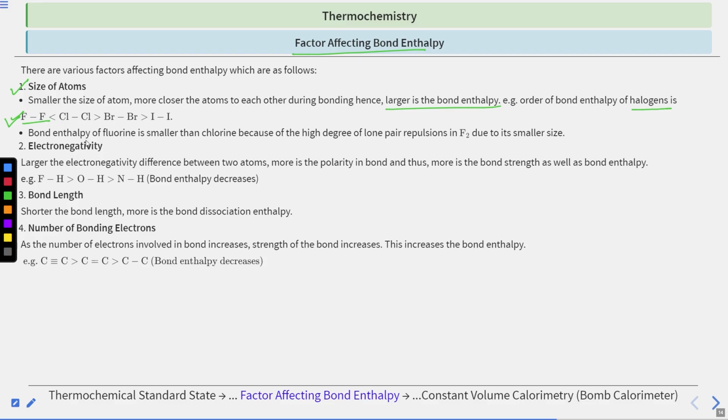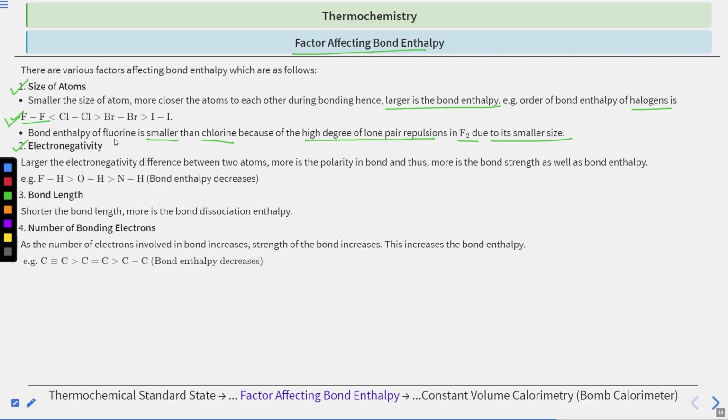Why? The bond enthalpy of fluorine is smaller than chlorine because of a high degree of lone pair repulsion in F2 due to its smaller size. Its size is so small that the lone pairs of the F2 molecule will have a lot of repulsion. That's why they don't need that much bond enthalpy to break their bond. That's why the chlorine bond enthalpy is larger than the fluorine molecule.